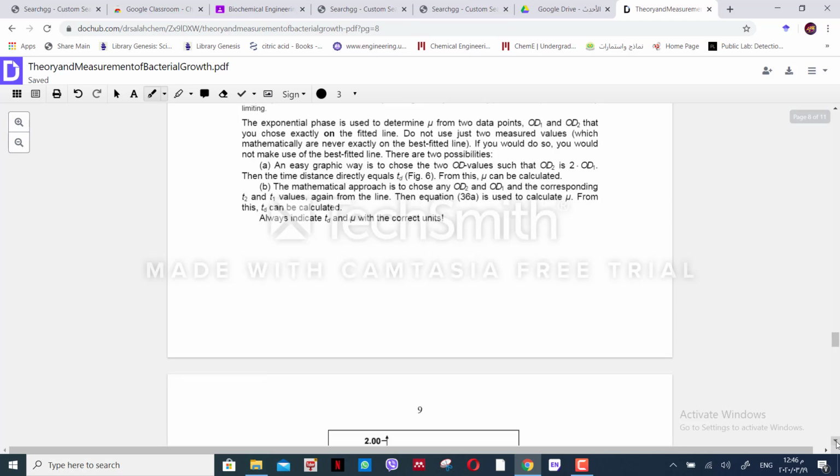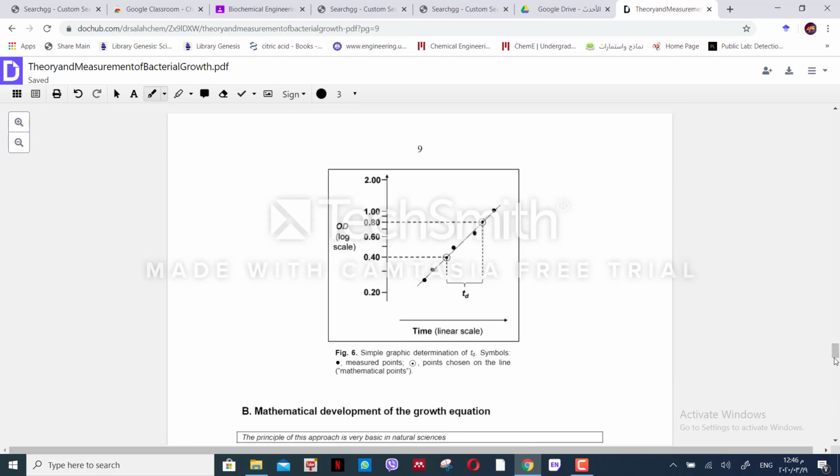First, an easy graphic way is to choose the two optical density values, such as optical density 2 and optical density 1. Then the time distance directly equates to the doubling time, td. And we examine here this point and this point. We put here, and this time will be td. And this is the first case.